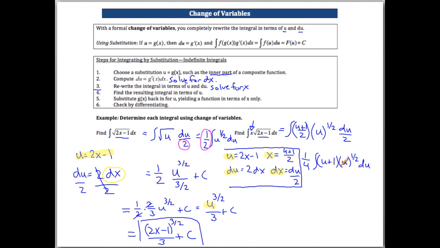And now we can't use our pattern recognition here because we have a u plus 1 on the outside. So what we're actually going to have to do is multiply this. So it's going to be u to the 1/2 times u, and then u to the 1/2 times 1. So we still have 1/4, the integral. Let's see, u times u to the 1/2 is going to be u to the 3/2. And then 1 times u to the 1/2 is just u to the 1/2. And now we have the sum of two terms here, so we can go ahead and integrate this now.